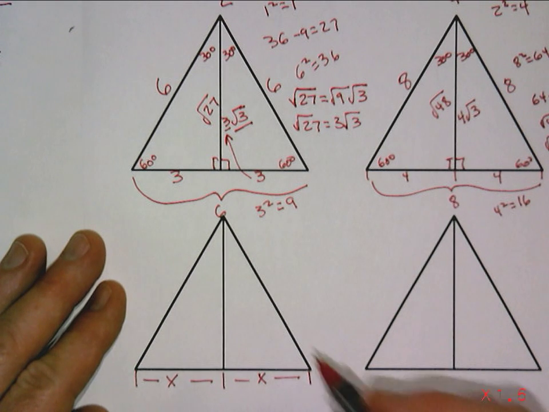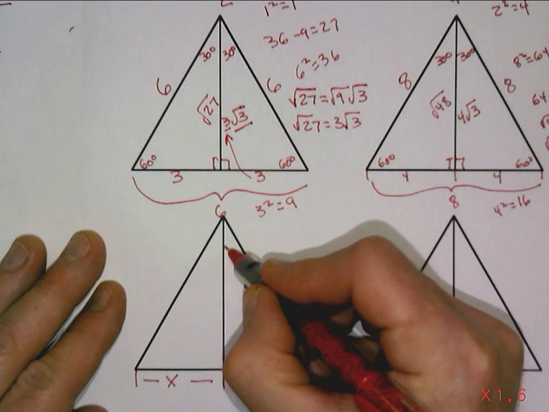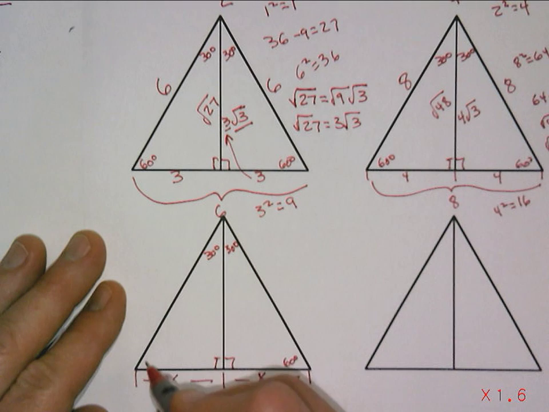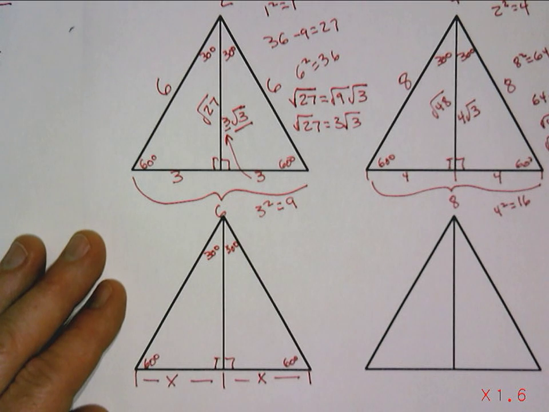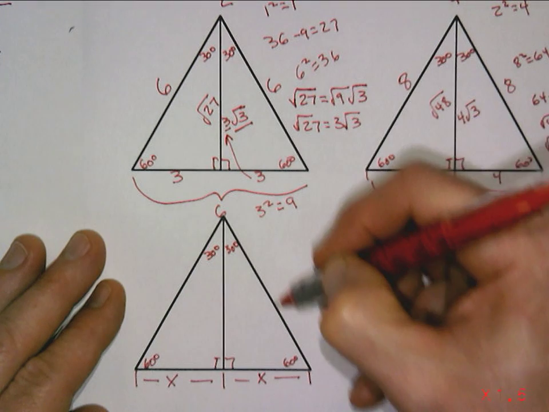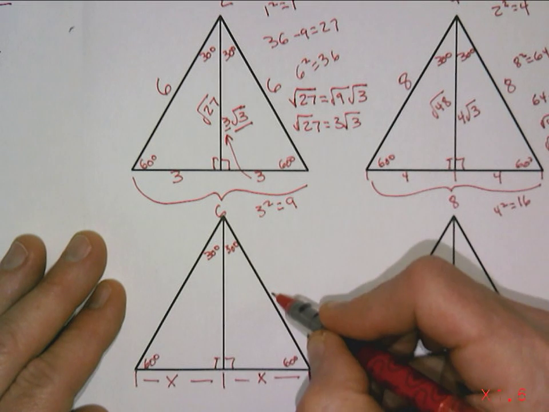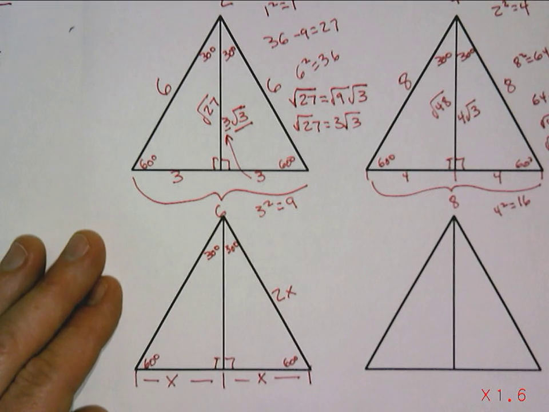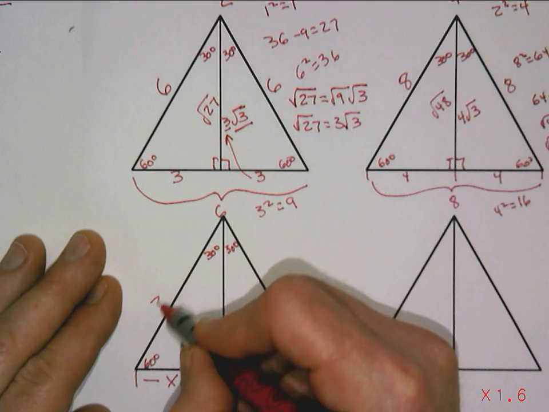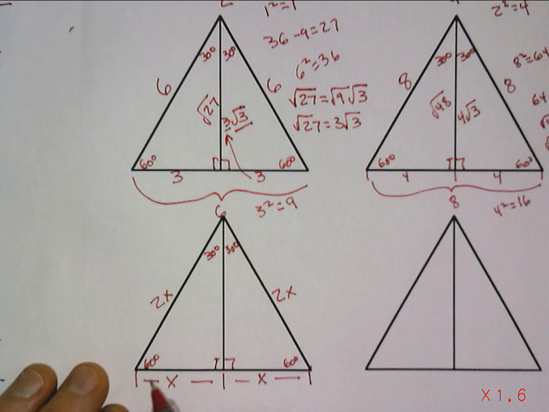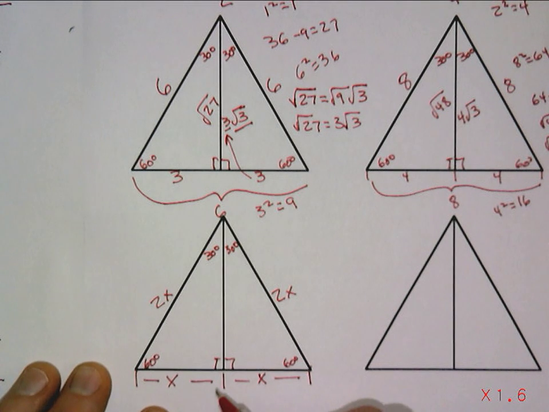Now if those distances are x, and again we have a 60-degree angle here, 30-degree angle here, and these are both 90s, 30, 60, 90 triangles. So if this distance is x and this distance is x, that means the distance all the way from top to bottom would be 2x. So this would be 2x. So whatever the halfway distance is, whatever this short leg is, this one is twice as much. You can see that in each one of these.